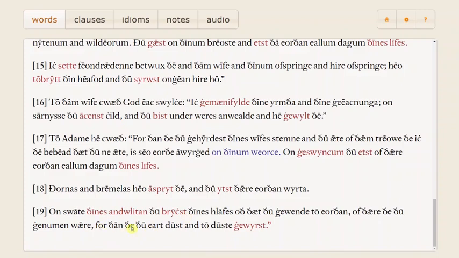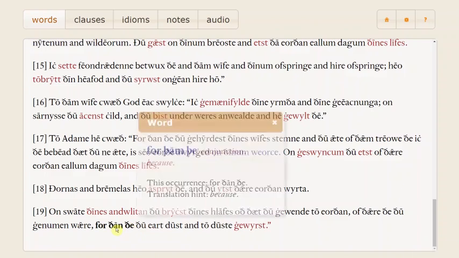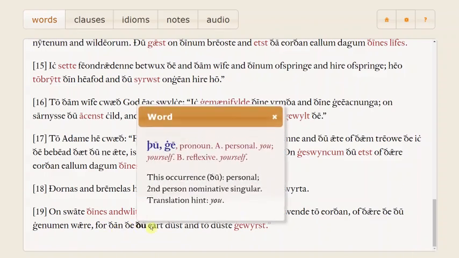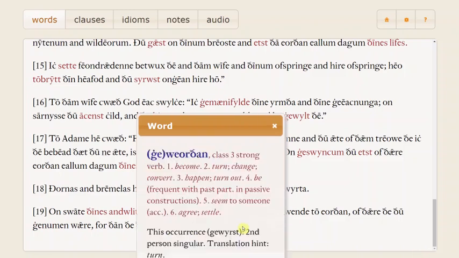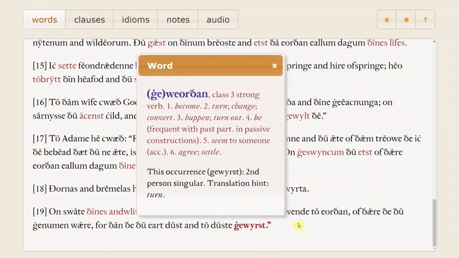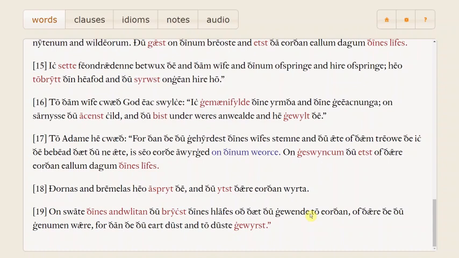So this says, because you are dust, and to dust you turn. There are plenty more examples like this that you can find in the texts. I just wanted to show you a little bit, and I hope that demonstrates the kind of thing that's interesting in this kind of study.